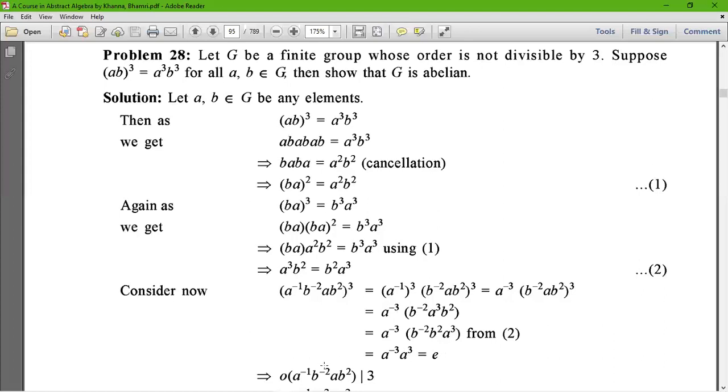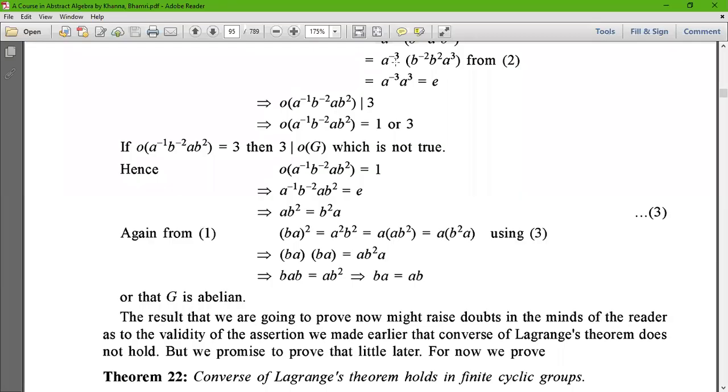Therefore we can say that the order of a^-1 b^-2 ab^2 divides 3. This implies that the order of a^-1 b^-2 ab^2 is equal to 1 or 3.